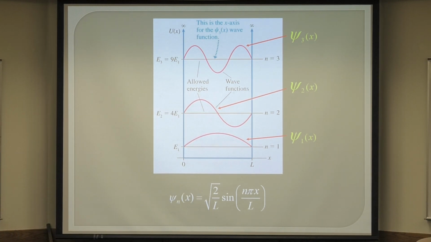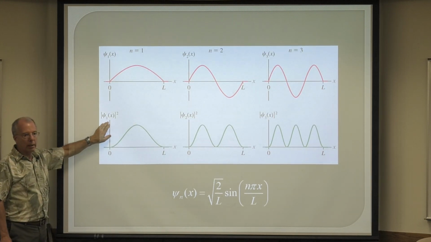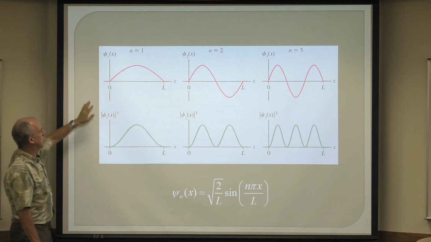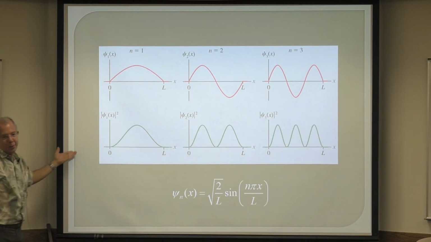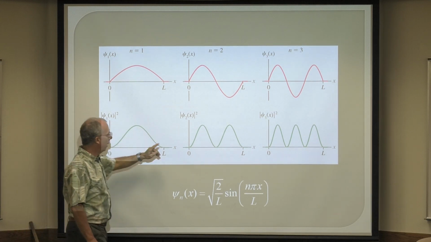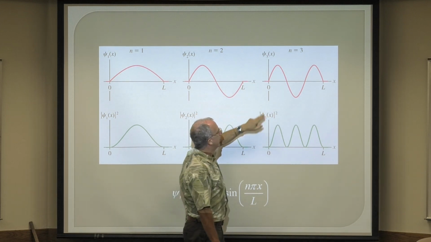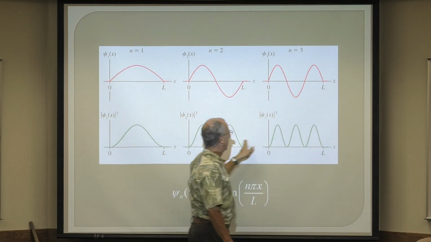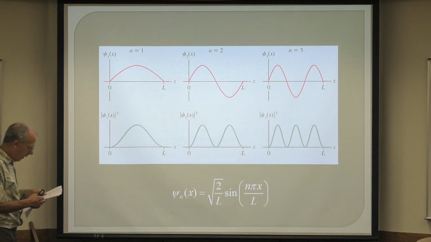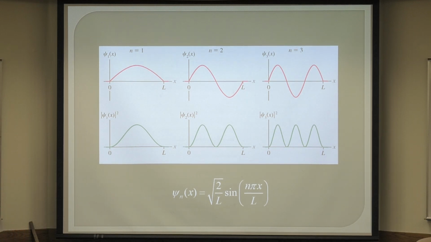All right, and then when we square the wave function, we get the probability density. Well, if we can plot the wave function, we can certainly plot the wave function squared, right? So here's psi 1 squared, psi 2 squared. So here you get 1 hump, 2 humps, 3 humps, right? There's the probability densities in the green there. So there you go. And there's more, but this is enough for now.